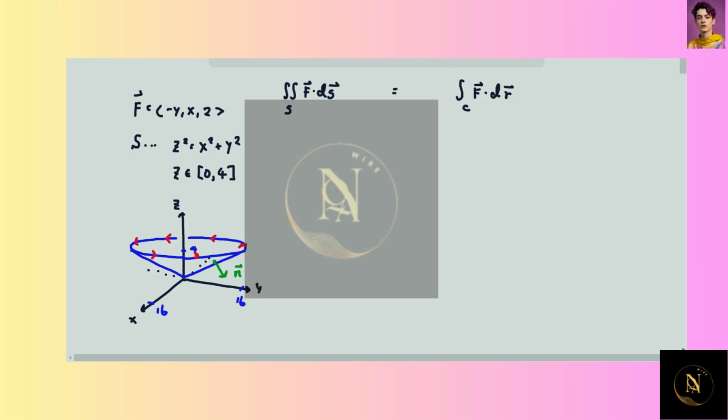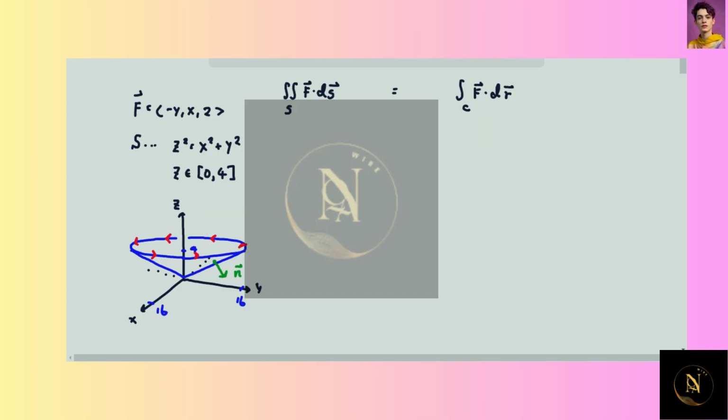So we're given a vector field F = ⟨-y, x, 2⟩, and we're given a surface that is a cone defined by z² = x² + y², where z starts from 0 and ends at 4. Now, the question is asking us to verify Stokes' theorem.